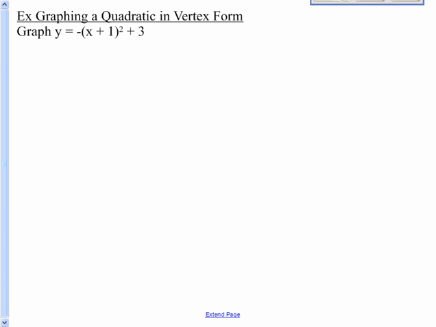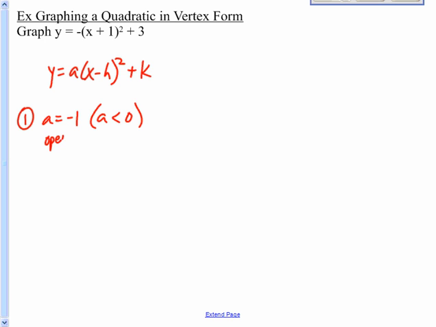Okay. Let's do another one. How about this one? y equals a, x minus h quantity squared plus k. All right. Number 1, you notice that your a is that negative 1 in front of the parenthesis there, right? So a is negative 1. So a is negative. This thing's going to open down. Opens down.